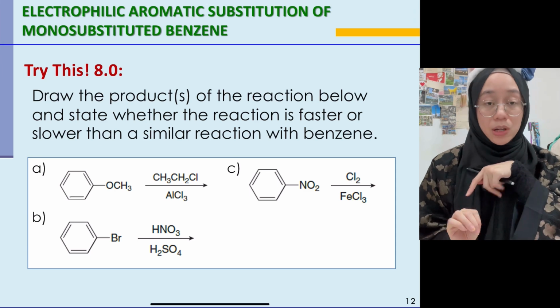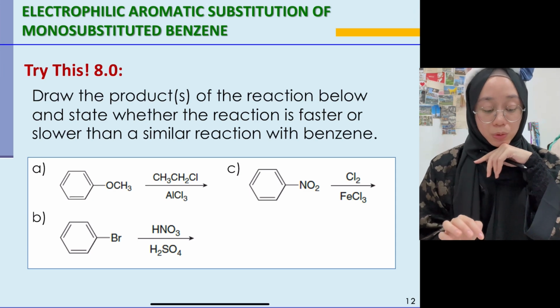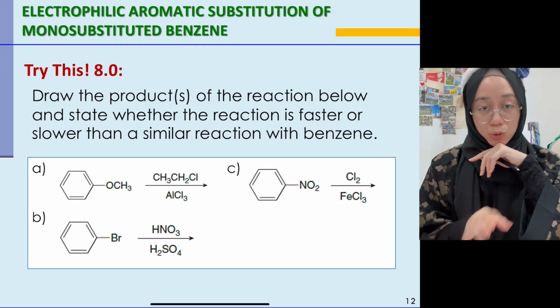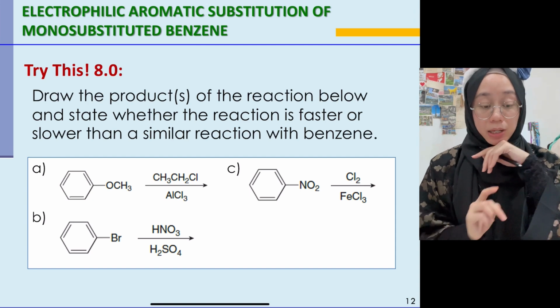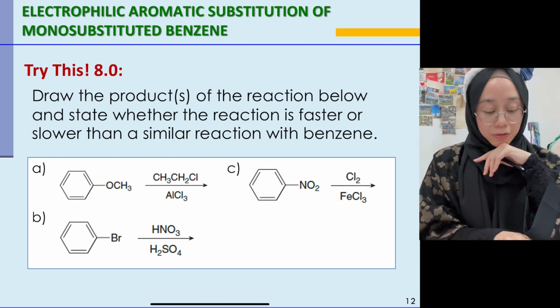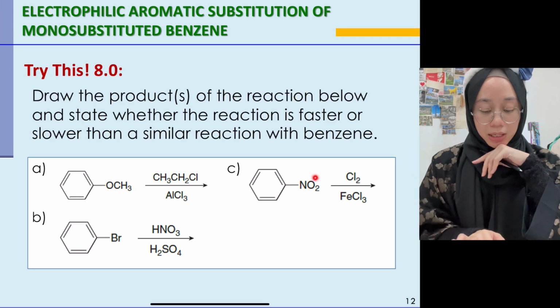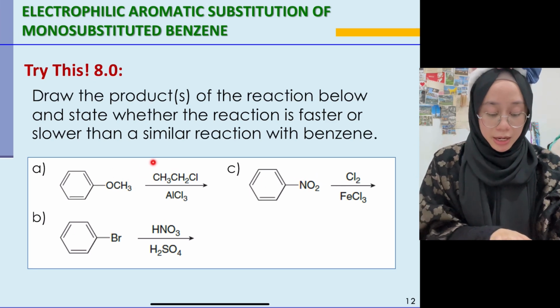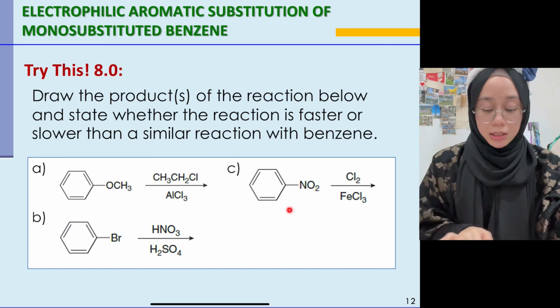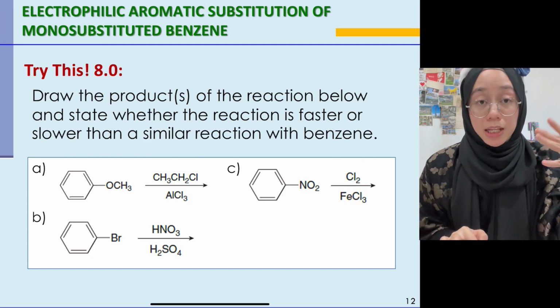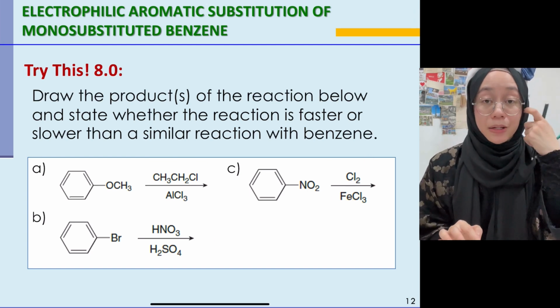Okay, so now soalan try this 8.0. So try to do this one is basically the same question yang Miss tunjuk macam sample problem tadi, tapi kamu kena try figure out sama ada substituent kat sini adalah activators ataupun deactivators. And then be careful apa yang kita nak masukkan. What is the new substituent yang kita nak masukkan dalam benzene ring tu nanti.